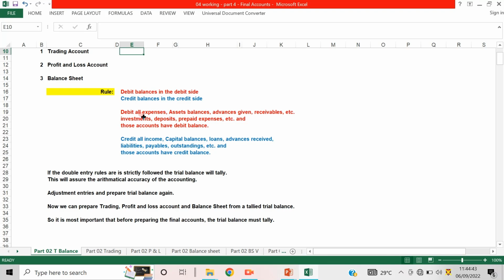Debit all expenses, assets, balances, advances given, receivables, investments, deposits, prepaid expenses, etc., and those accounts have debit balances. Whichever account has a debit balance, we take on the debit side. Then credit all income, capital balances, loans, advances received, liabilities, payables, outstandings, etc., and those accounts have credit balances. Whichever has a credit balance, we take on the credit side.